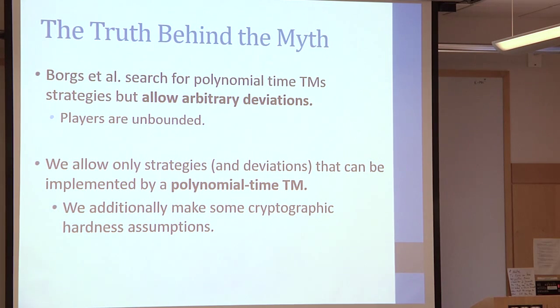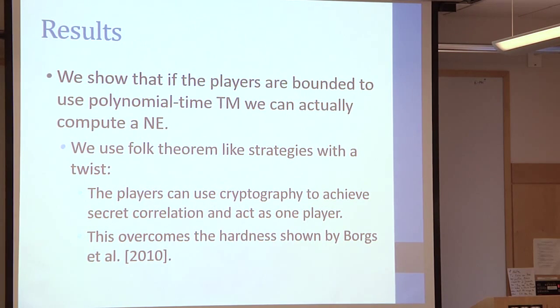And additionally, I'm going to assume some cryptographic hardness assumption, that a polynomial time Turing machine cannot solve some cryptographic problem. Okay? And this actually changes the landscape. What we show is that if you make this assumption, then we can actually compute the Nash equilibrium. And the main idea is that we use folk theorem strategy with a slight twist.